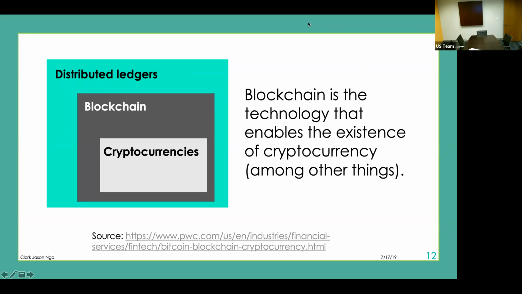So now you can see cryptocurrencies are a subset of blockchain. Again, blockchain is the technology that enables the existence of cryptocurrency, and there are other things like smart contracts.